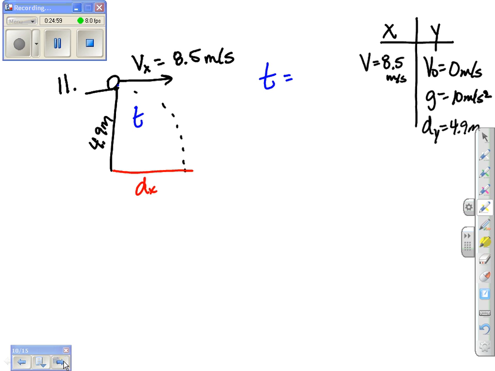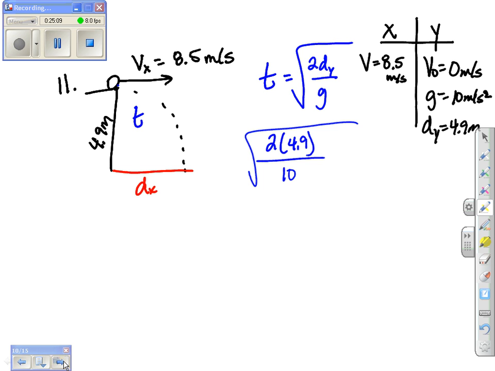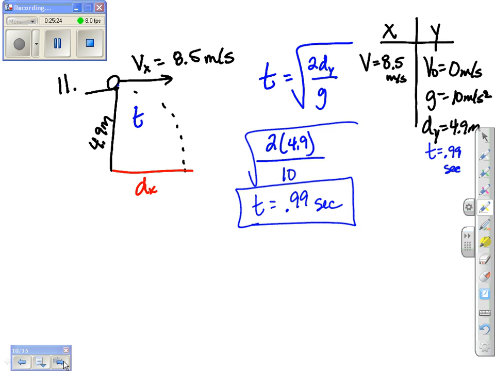So I'm going to use the formula T equals the square root of 2dy divided by g. So 2 times 4.9 divided by 10, take the square root, and time is going to end up being 0.99 seconds. All right, that's the time here, but that's also the time here because it's just a one-way problem. It's just going down.